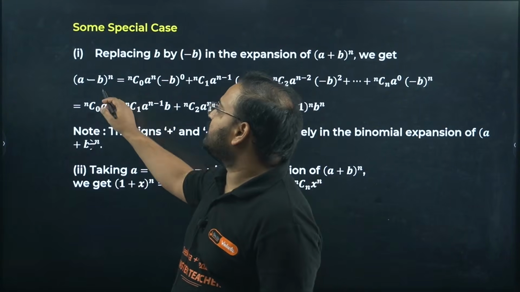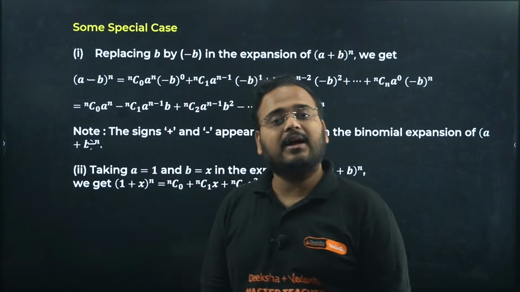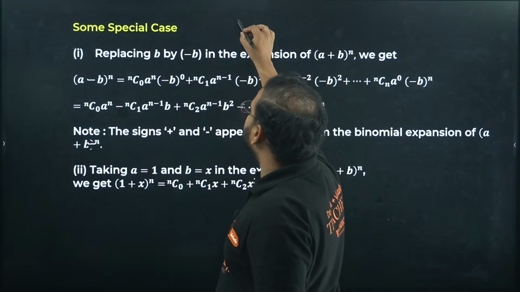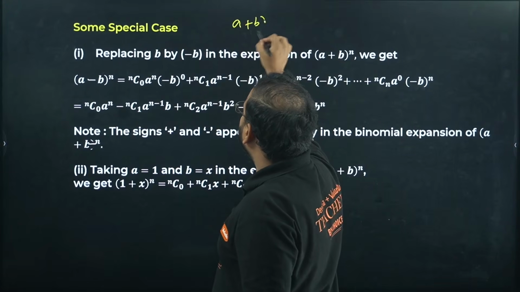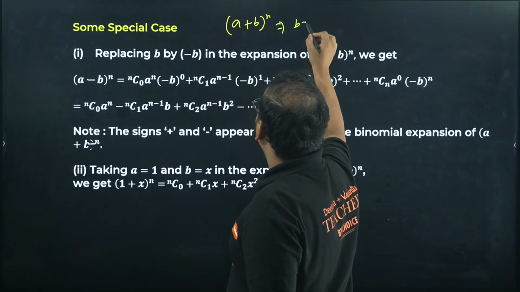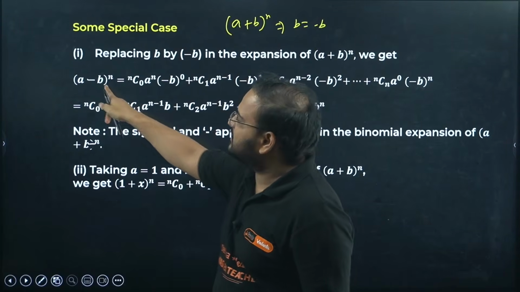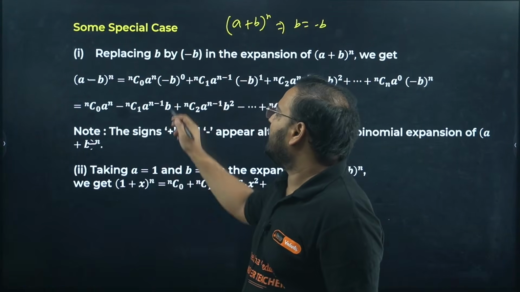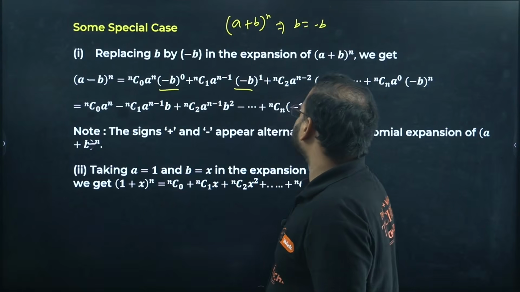Instead of having a plus b, if you have a minus b involved, how do we get that? In the same expansion of a plus b that we just saw, replace this value b with minus b. Then it becomes a minus b the power n. Check here, wherever we had b, it becomes minus b.